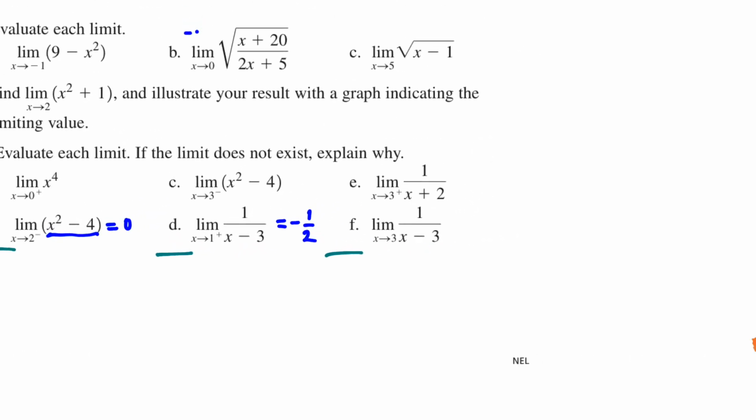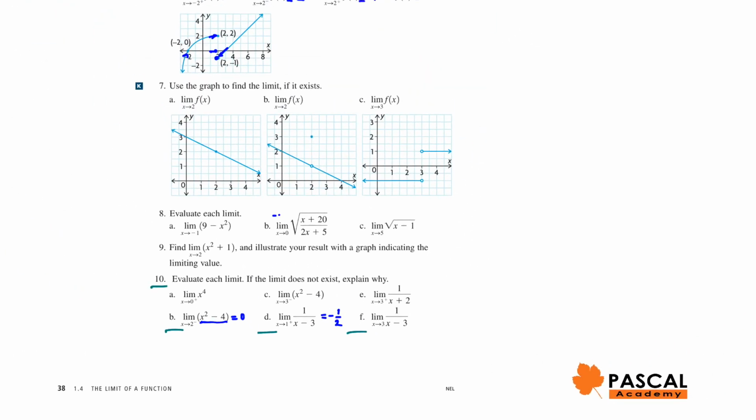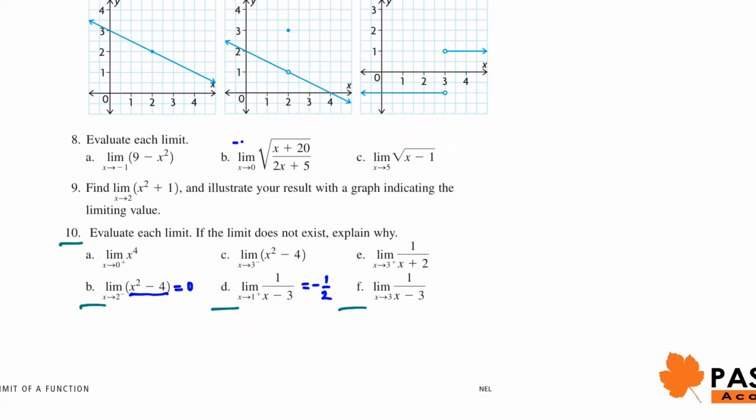Part F, limit of 1 over x minus 3 as x approaches 3. If we look at the graph of 1 over x minus 3, it has a vertical asymptote at x equals 3. And the graph is the graph of the reciprocal function shifted 3 units to the right.